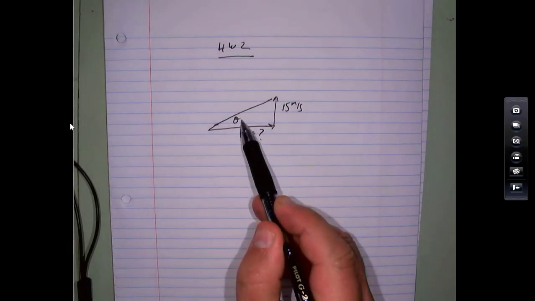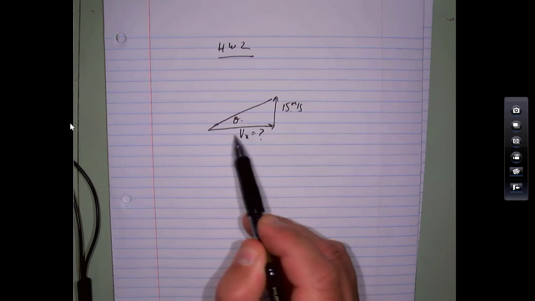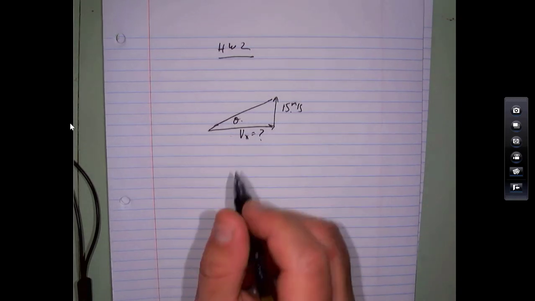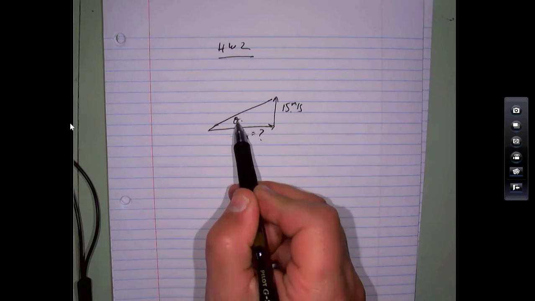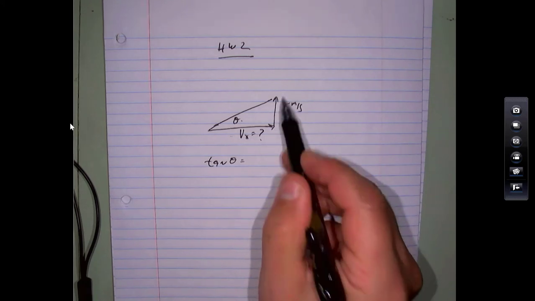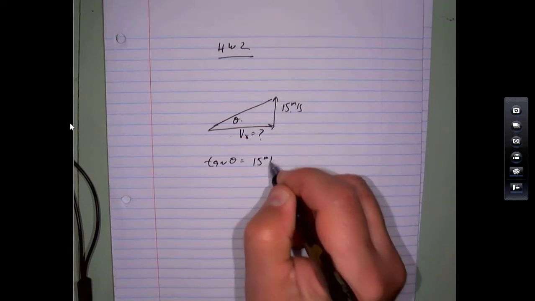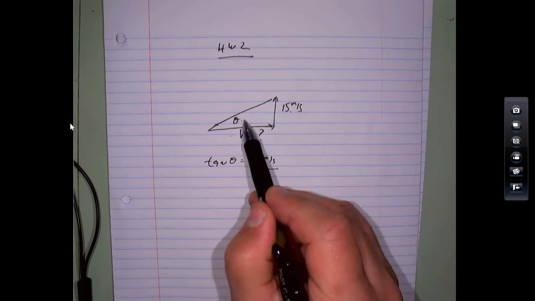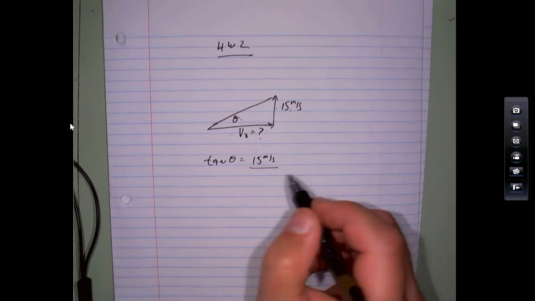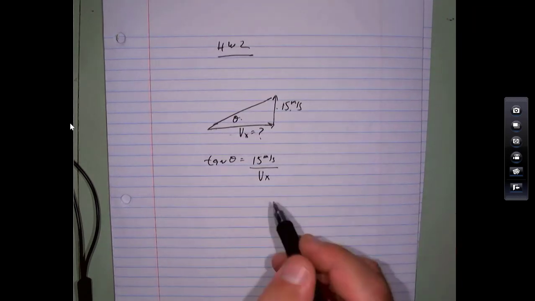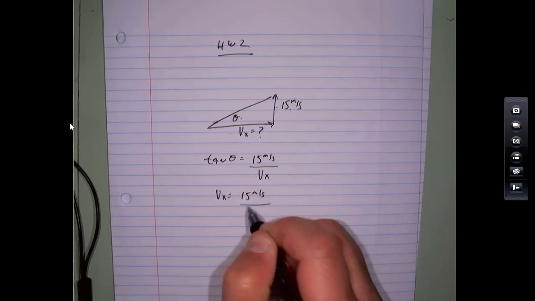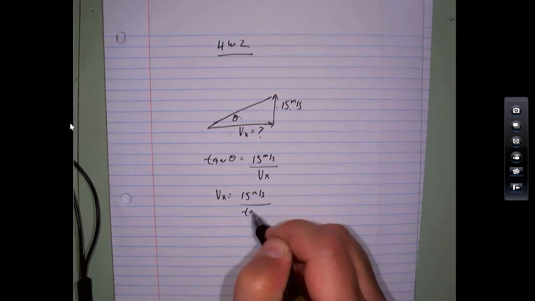Okay, here's what we have. This is theta, and we want to know how much the x part is. Remember the different sine, cosine, tangent. This one we could actually use tangent. So the tangent of theta, and you have probably a different theta than I had, so I'll just leave it as theta, is the y part, the opposite side, divided by the adjacent side. Then a little bit of algebra here: Vx turns out to be 15 meters per second divided by the tangent of theta.